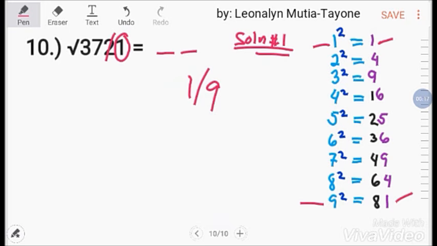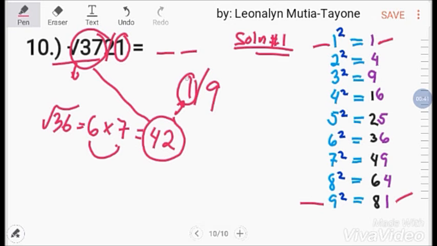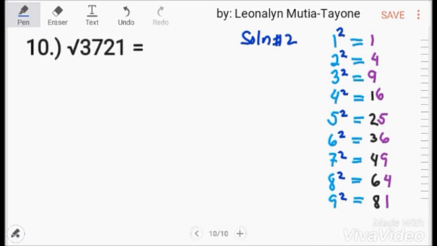Then, ignore the second to the last number. Square root of 37. Pababa tayo, yung perfect square, which is 36. Square root of 36 is 6. Multiplied by next number, which is 7. 6 times 7 is 42. 37 is less than 42. So, yung 1 ang i-choose natin. 6, ilagay natin dyan. 1, and the answer is 61.